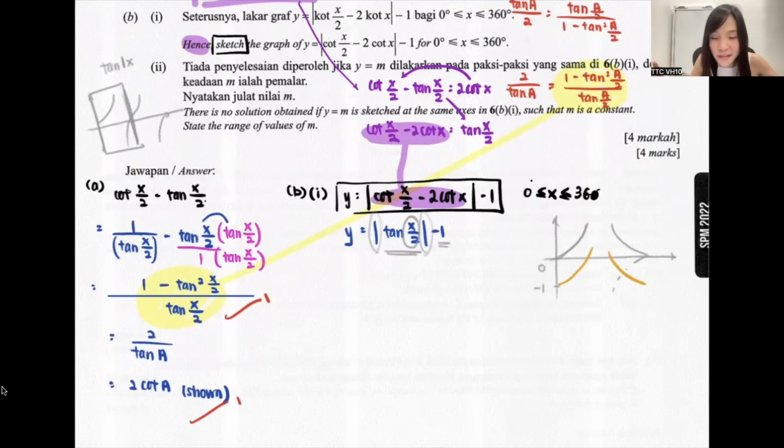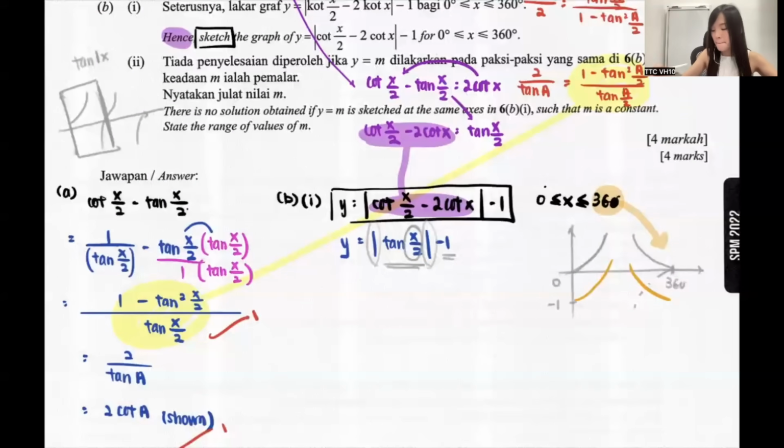Guys, I done drawing already. And remember, every single graph is from 0 until 360. Whatever they write at the side is always 0 to 360. But of course, what they write at the side represent.